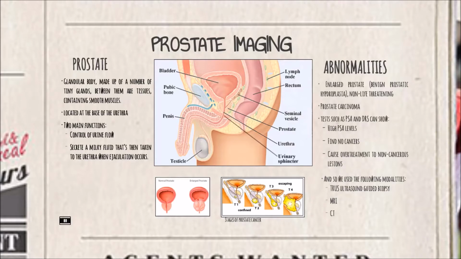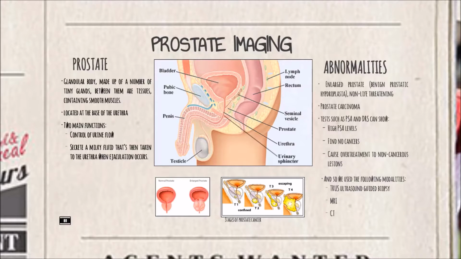So moving on to the fun stuff, the prostate. Now, this is a firm, muscular, glandular body located at the base of the urethra. Its entirety is not actually one gland, but rather made up of a number of tiny glands. And between them are tissues containing bundles of smooth muscles. It has two main functions, the first being the control of urine, and secondly, it also secretes a milky fluid that is taken into the urethra when a man ejaculates.